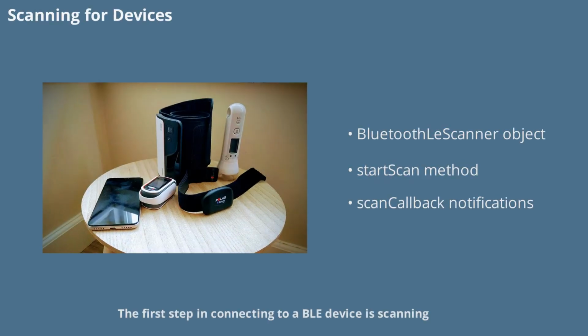The first step in connecting to a BLE device is scanning. Android provides the Bluetooth scanner object, which you obtain from the Bluetooth adapter. To start scanning, you call startScan with filters, scan settings, and a scan callback. The scanner searches for devices matching your filters and notifies you via the scan callback when a device is found. This process is fundamental to BLE communication and sets the stage for connecting to devices.